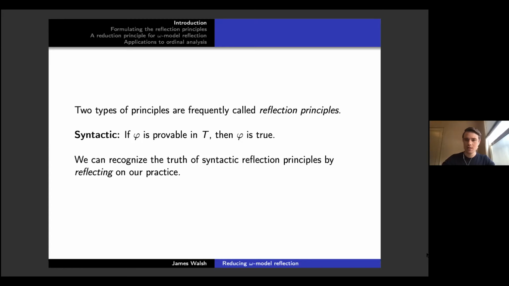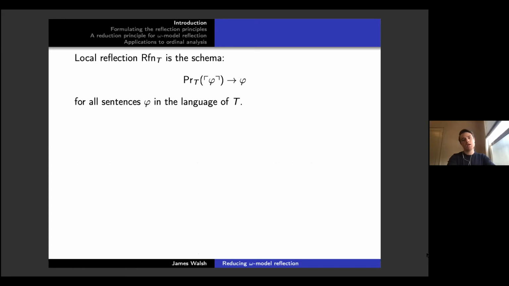Okay, so what are the formalized variants that we work with? You may have seen some of these. The local reflection principle, RFN sub T, is a schema. It consists of every statement of the form, if T proves phi, then phi, where phi is a sentence in the language of T. In general, T will not be able to prove all of its local reflection principles. For instance, the consistency statement for T is provably equivalent to a local reflection principle: if contradiction is provable, then contradiction holds.